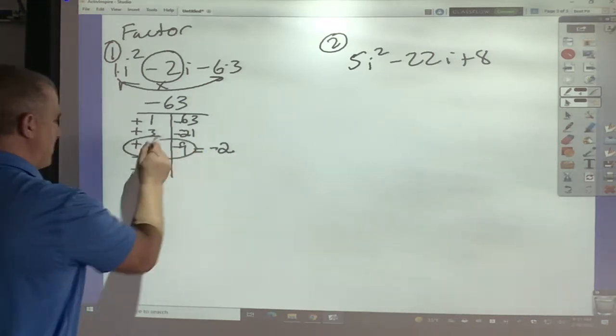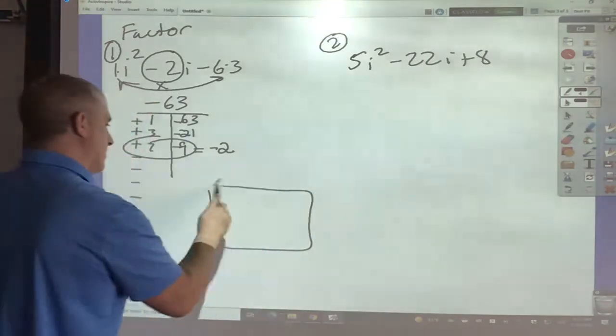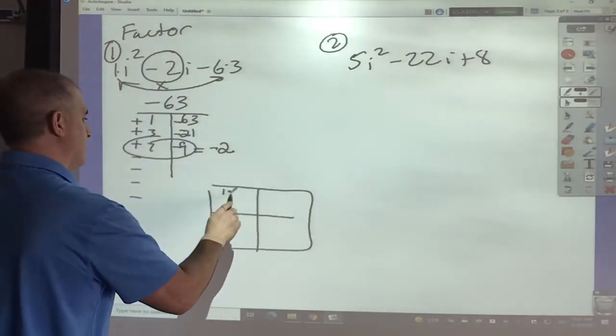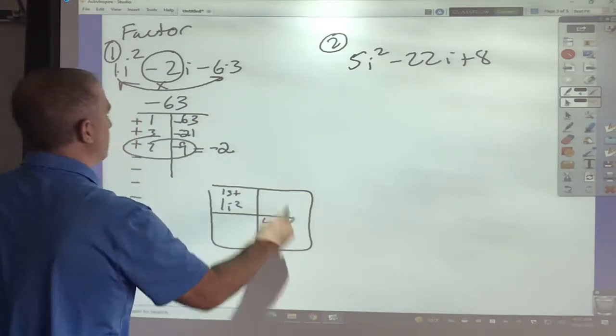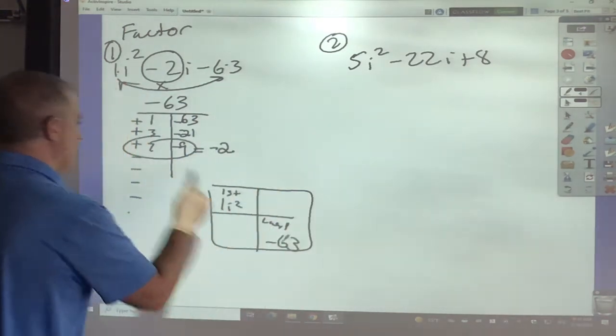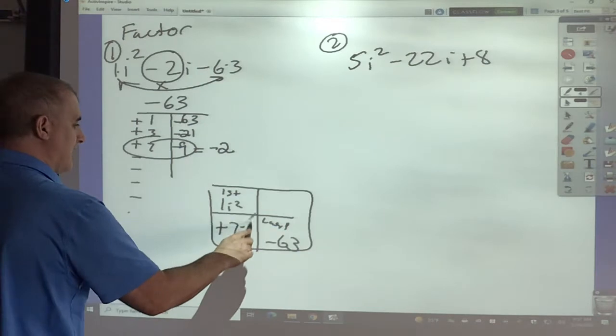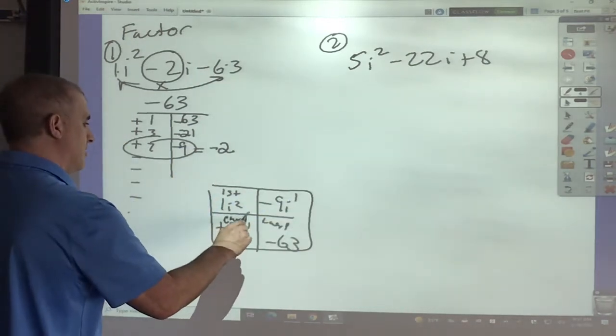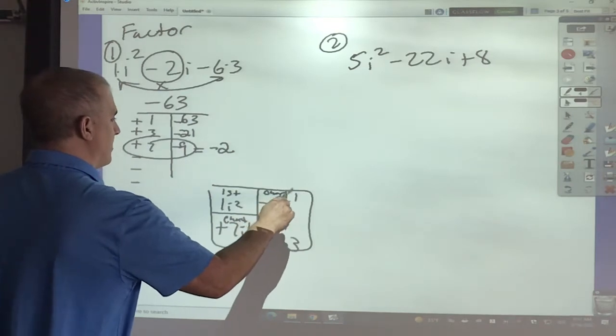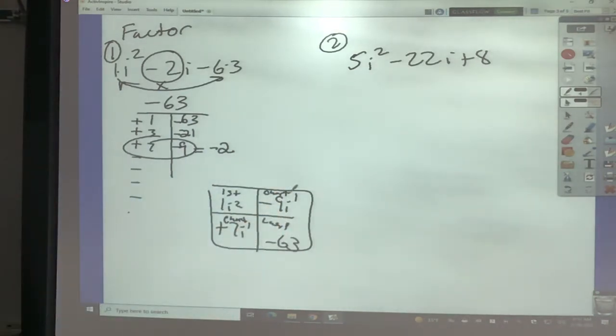So that's my set. As a reminder, my first term goes in here, 1i squared. My last term, which is -63, goes here. This is going to be +7i to the first. It's going to be -9i to the first. So this comes from the chart. We went over that in the last lesson. Now we're just doing GCFs.